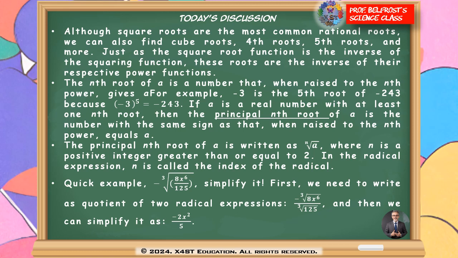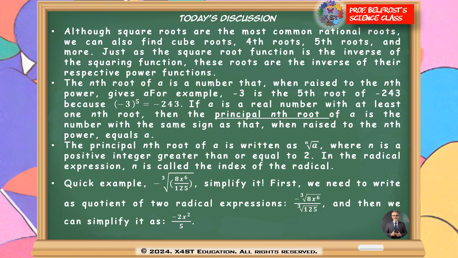So the nth root of a is a number that, when raised to the nth power, gives a. Okay, for example, minus 3 is the fifth root of minus 243, because minus 3 to the power 5 gives us minus 243.